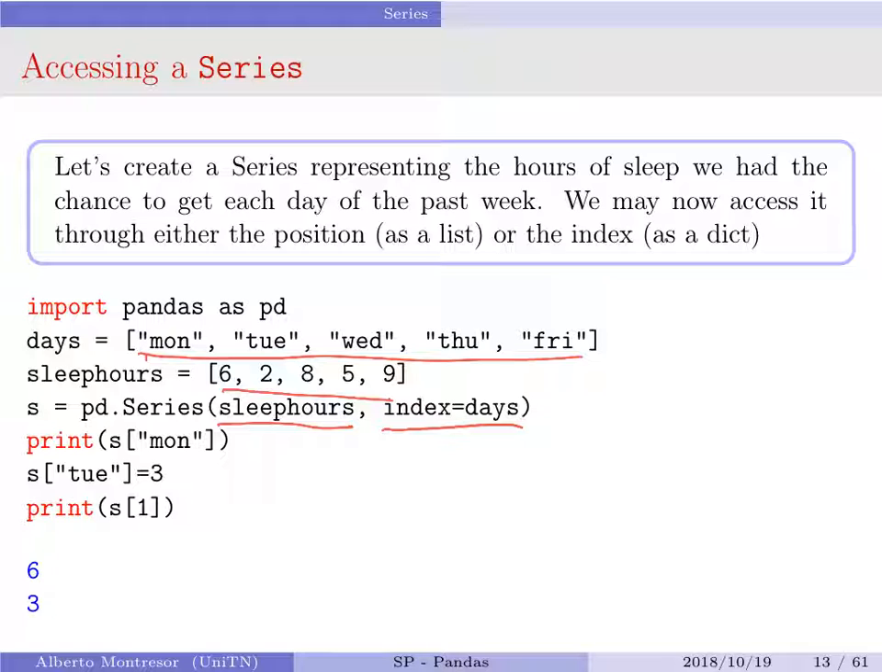So normally you may access your series by specifying, for example, the labels. So now the labels are Monday, Tuesday, and so on. So you can access the number of hours that you have slept on Monday, just specifying mon in the element. Series are mutable data sets, so you can modify the number of hours on Tuesday. Okay, very simple.